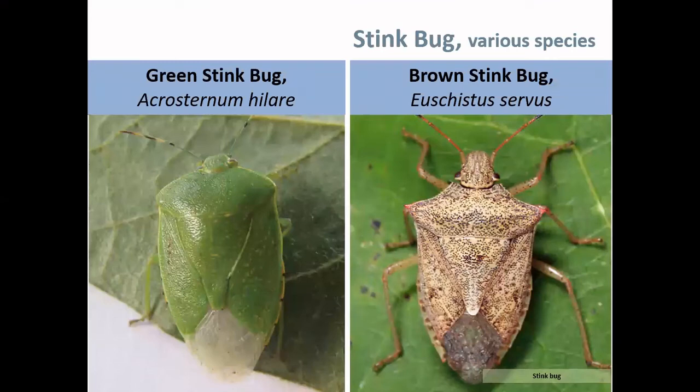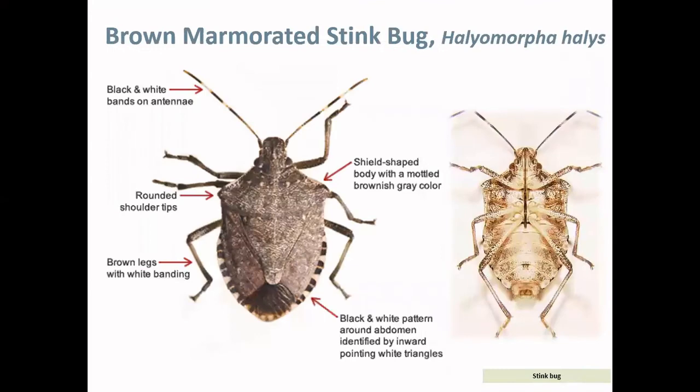And the last insect pest I wanted to touch on was the stink bug complex. So there's a number of stink bugs that are present in Ontario apple orchards. Two are highlighted here. These are two of our native Ontario stink bugs, the green stink bug and the brown stink bug. However, we do have a new invasive stink bug pest that's of significant concern for agriculture as a whole, and this is known as the brown marmorated stink bug.